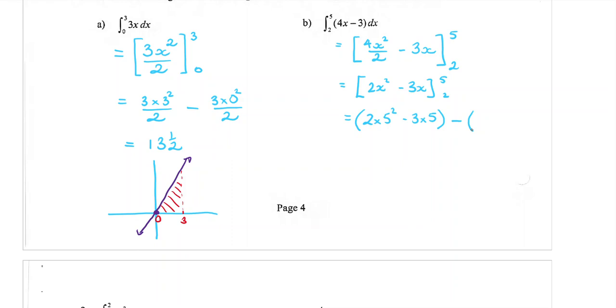Okay, so now let's sub in the 2. So it's 2 times 2 squared minus 3 times 2, close bracket, and calculate away. 33, well done.